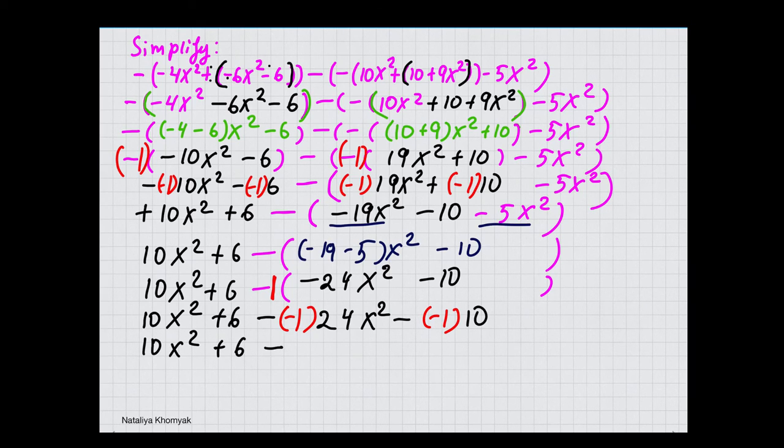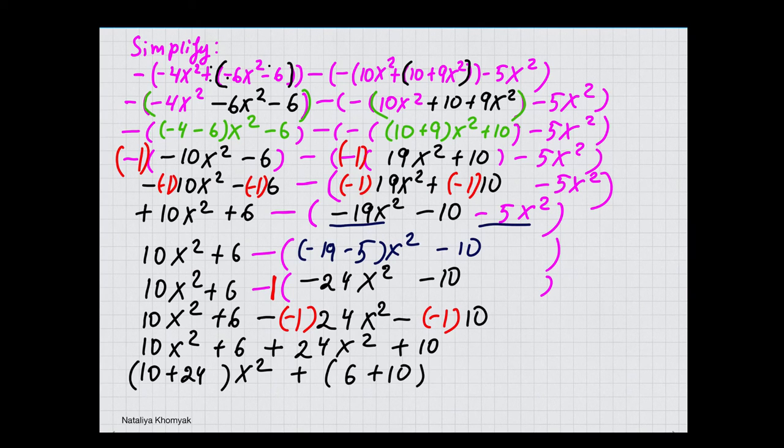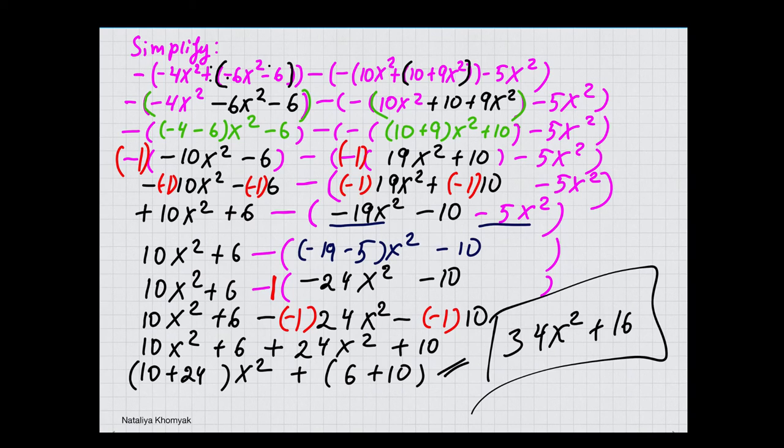Negative times negative, positive 24x to the second. Negative times negative, positive 10. And now we just need to combine like terms. We have 10 and 24 of x to the second, plus 6 plus 10 constants. So we get 34x to the second plus 16. And this is our solution. That's all.